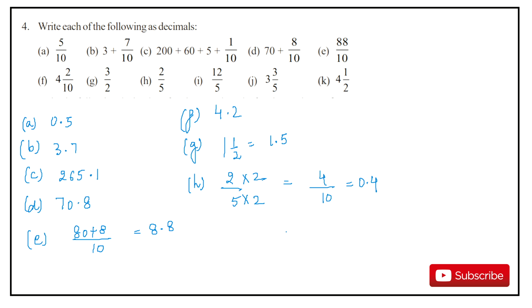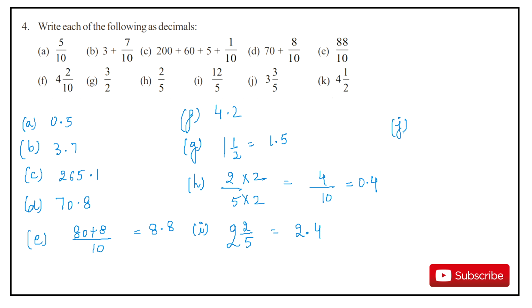Okay, let's go further. I part, 12 upon 5. Now 12 upon 5 can be written in the mixed fraction. 5 twos are 10, so 2 and 2 by 5. We just wrote 2 by 5 as 0.4, so I'm going to directly write 2.4, right?